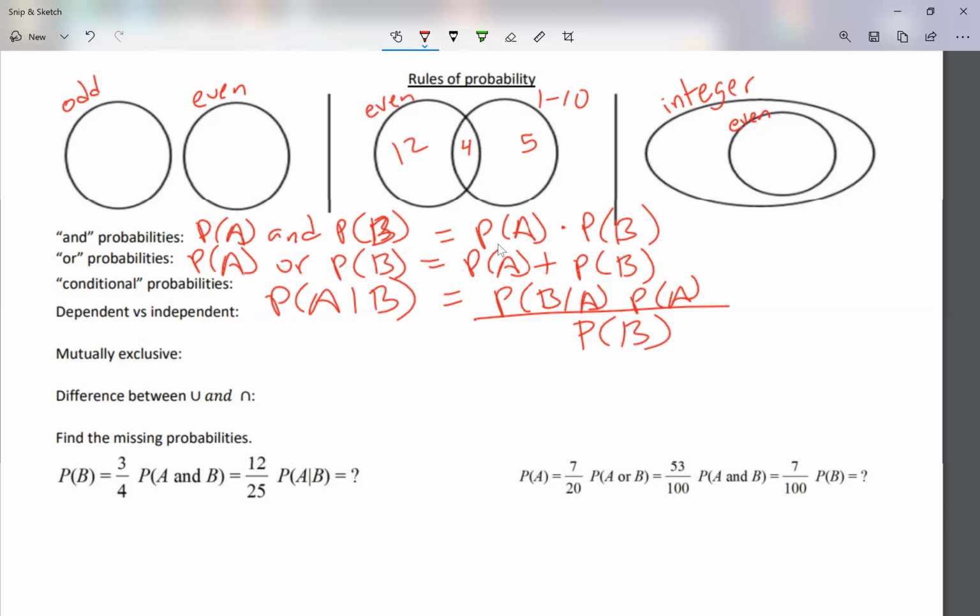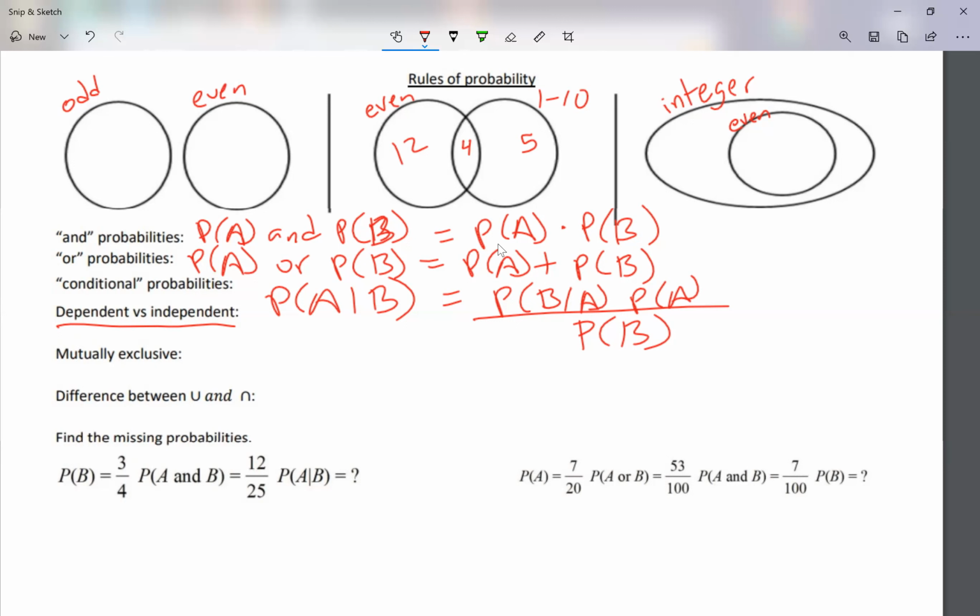Now, two cases I'm going to use: dependent or independent. Let me just talk about them. I'm not going to write anything. Dependent versus independent. Now, two events, I'm going to call them A and B. We're going to say they're independent if the knowledge that one occurred does not affect the chance of the other. So probability of A and B are going to be independent if probability of A and probability of B do not affect each other.